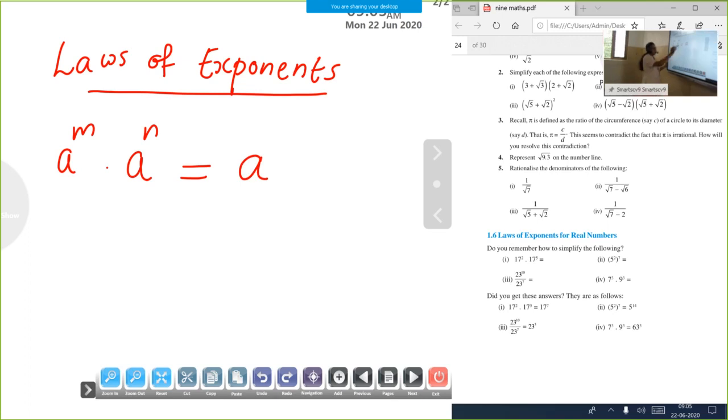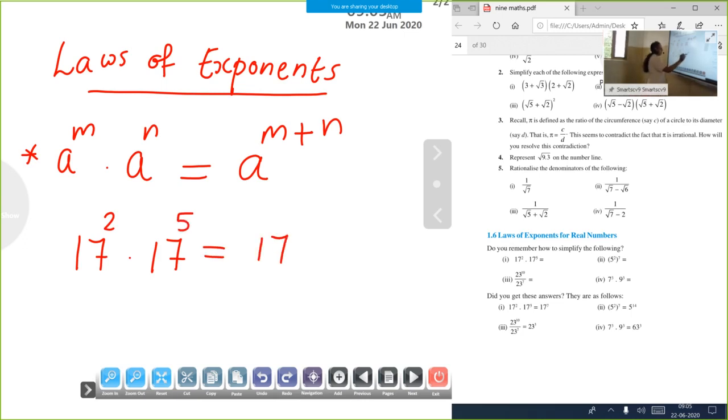If it is multiplication, what do we need to do? We need to add the powers. A raised to m plus n. This is your first law: a raised to m into a raised to n is equal to a raised to m plus n. For example, 17 raised to 2 into 17 raised to 5. What is our answer? You write only one base, the base is 17, and add the powers 2 plus 5. 2 plus 5 equals 7. So our answer is 17 raised to 7.